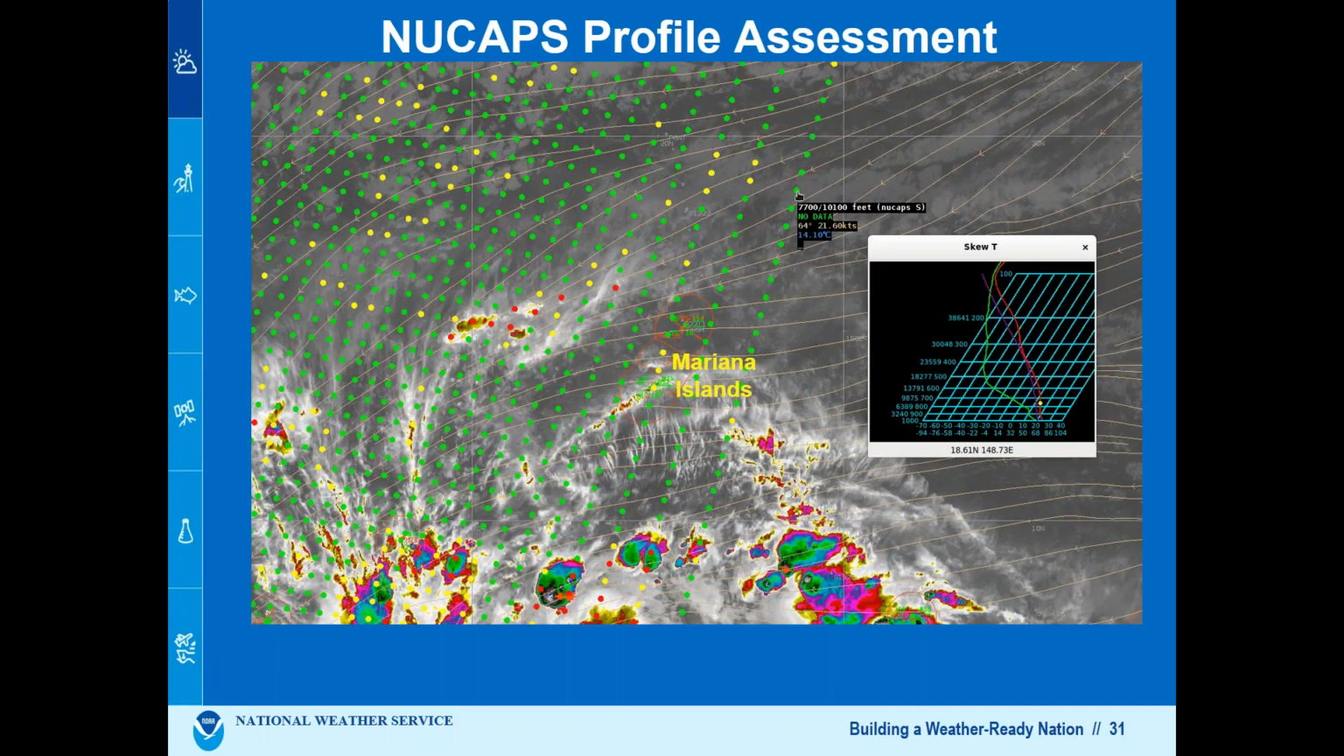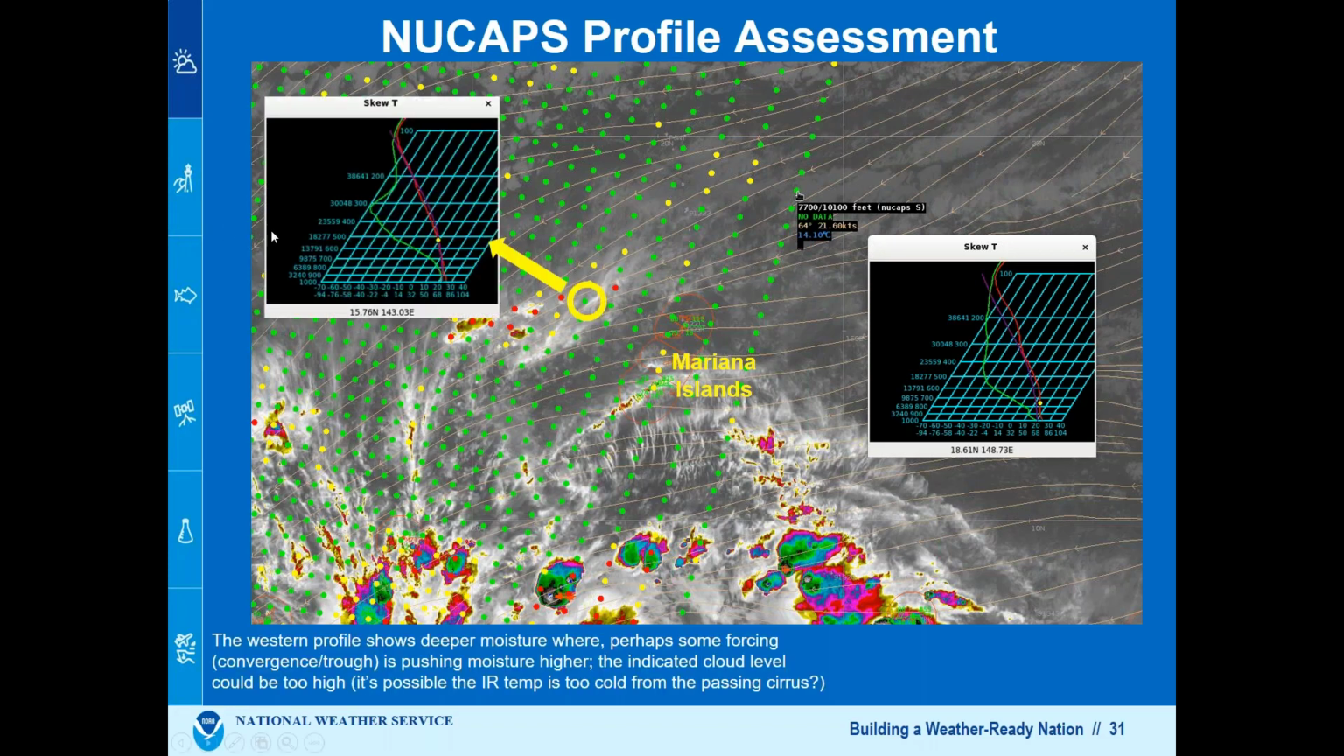And now as we head closer to the Marianas, this first pop-up QT, you can see a slightly deeper moist layer. Cloud top might be a little bit too high, and that could be related to a distortion of the cloud top temperature as this thin cirrus is lofting over the low-level clouds. But the pop-up QT to the northeast of the Marianas looks quite a bit more classic to the shear line. Very low-level moisture, low cloud tops below 10,000 feet in general.